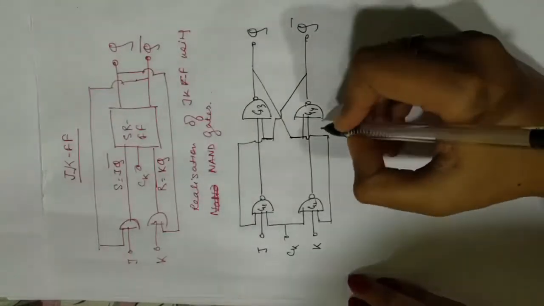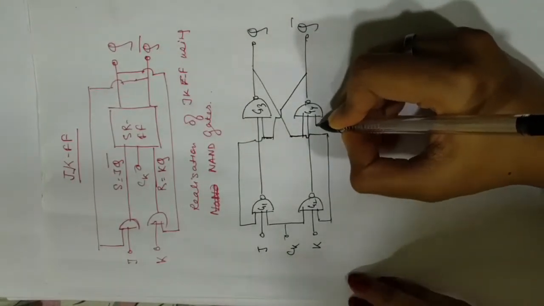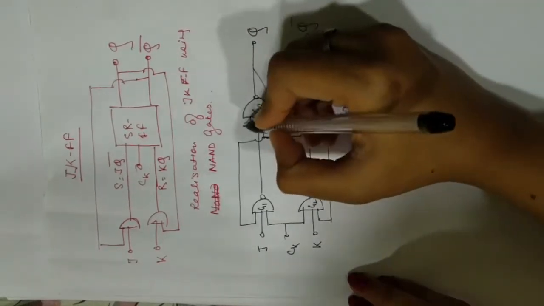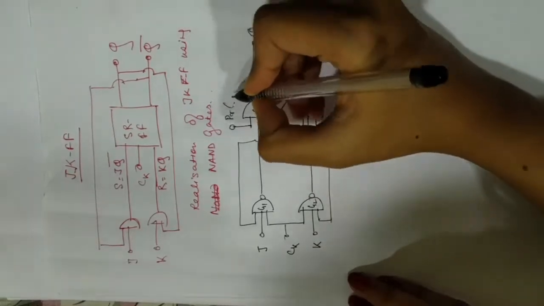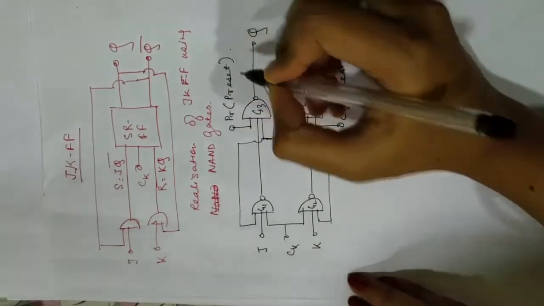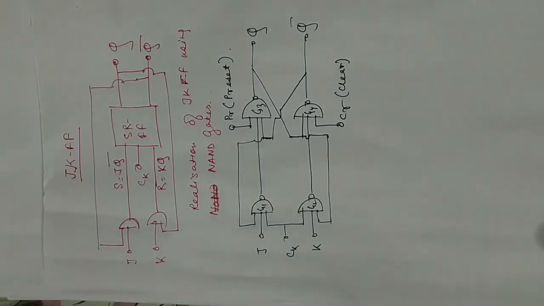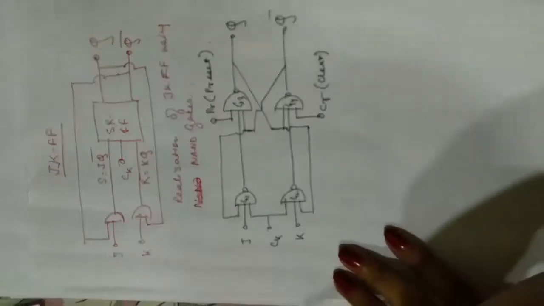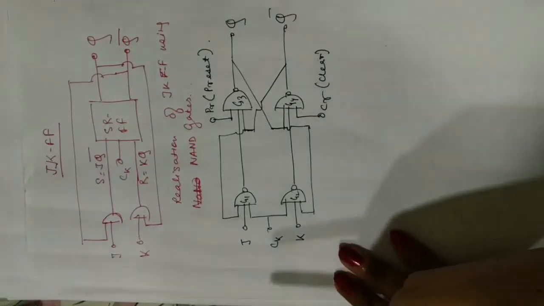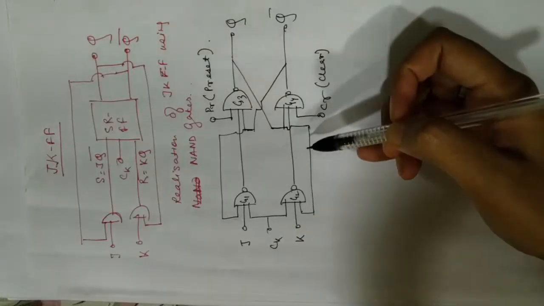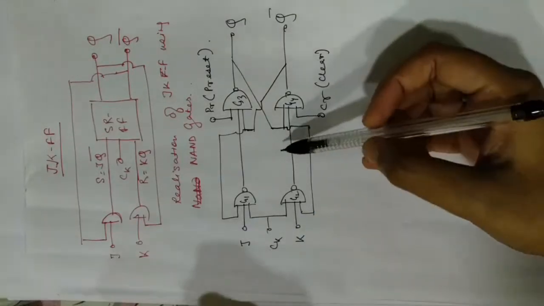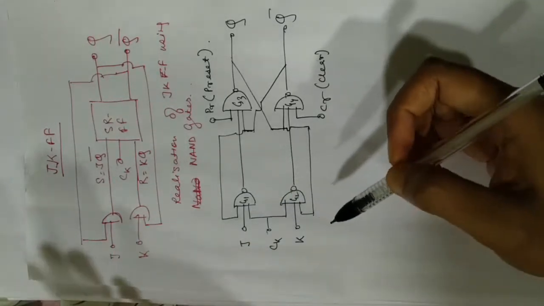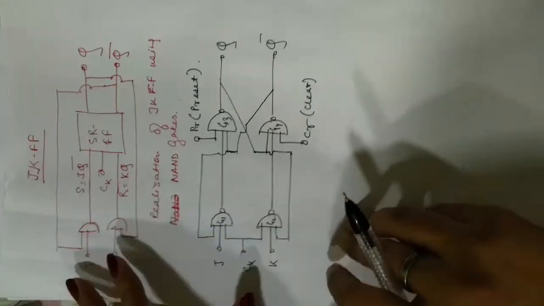Now there are two additional connections that you will see. One is a clear input over here, we call it clear, and PR is a preset. Now what is the purpose of these clear and preset terminals? When our inputs are 0, 0 the output that we get is Qn, and in case of 1, 1 it is Qn bar.